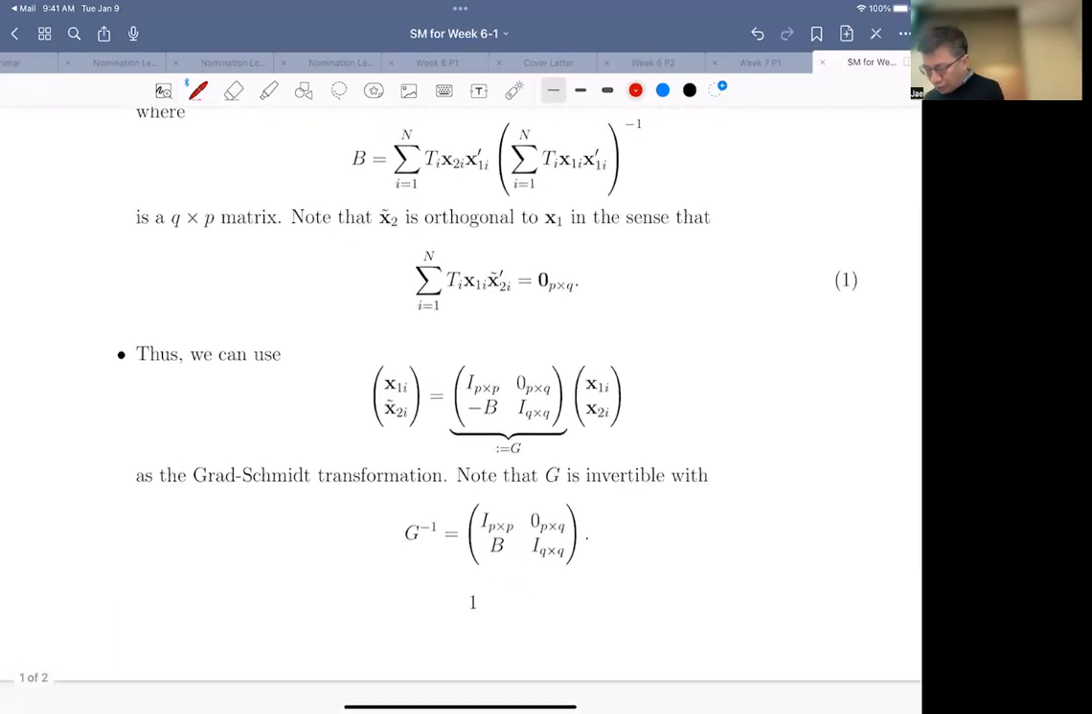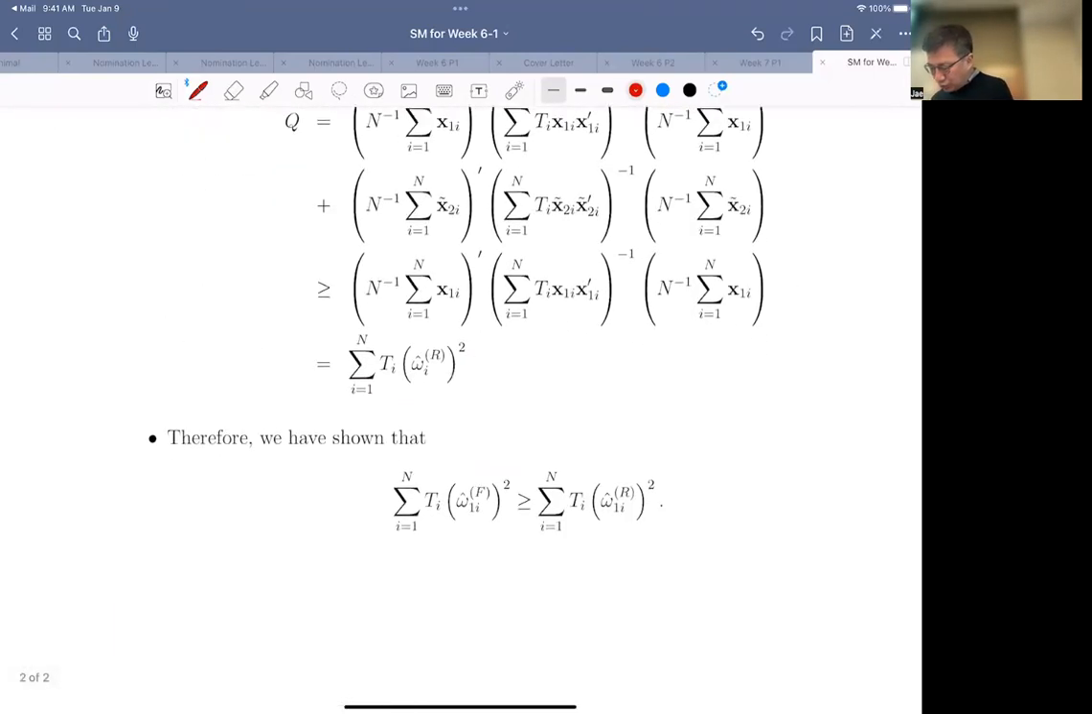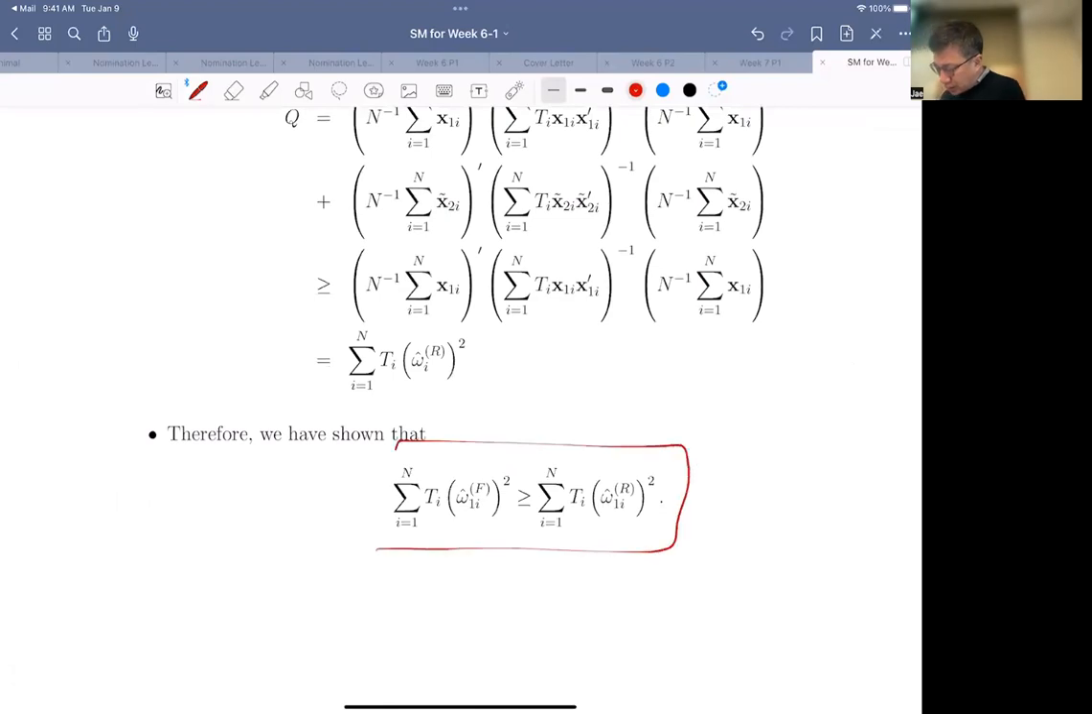And then what you want to show basically is this. So this is our goal. Basically, if you use more covariates, some scaled weight will be higher than some of the scaled weight in the reduced model, right? So that's what you want to prove.